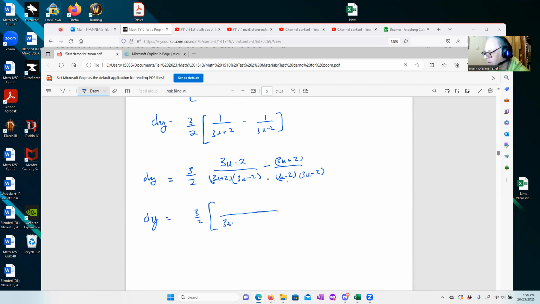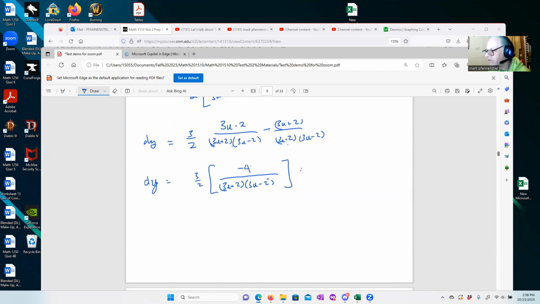We have 3u plus 2. Don't have to multiply this out. Okay, and then we have minus 2 minus 2, so that's going to give me a minus 4. So one more simplification here. These 2's are going to cancel. Okay, so this 2 and this 2, they're going to cancel. So we have dy is equal to minus 2 times 3 is 6 times 1 over 3u plus 2, 3u minus 2. Okay, and that looks to be about it.